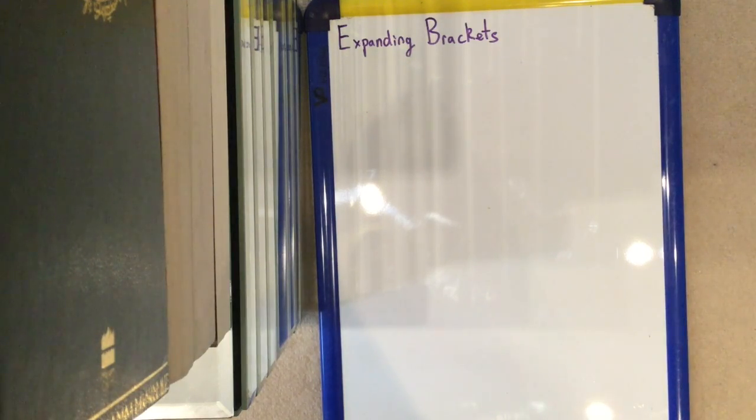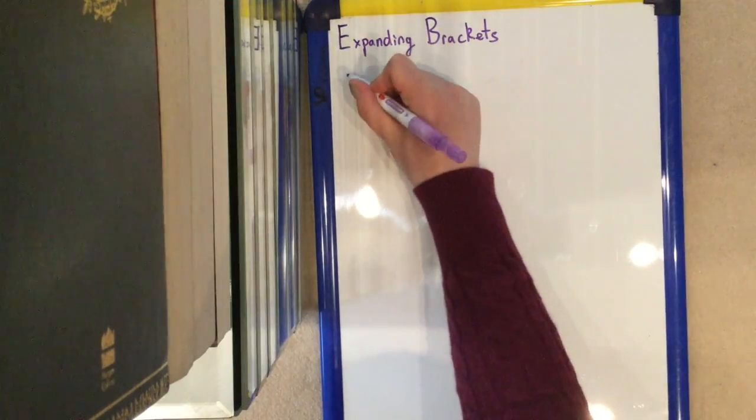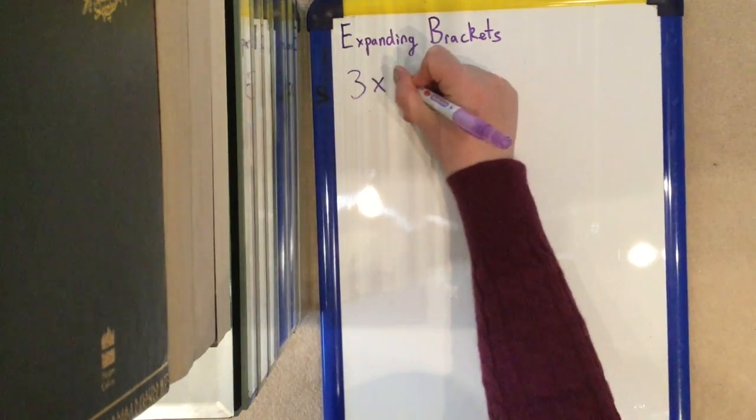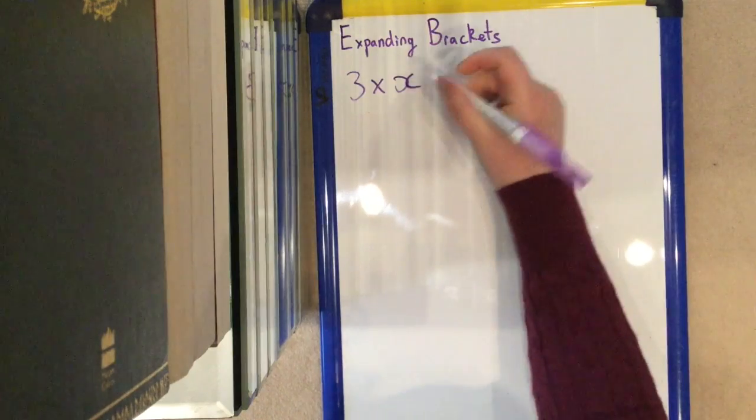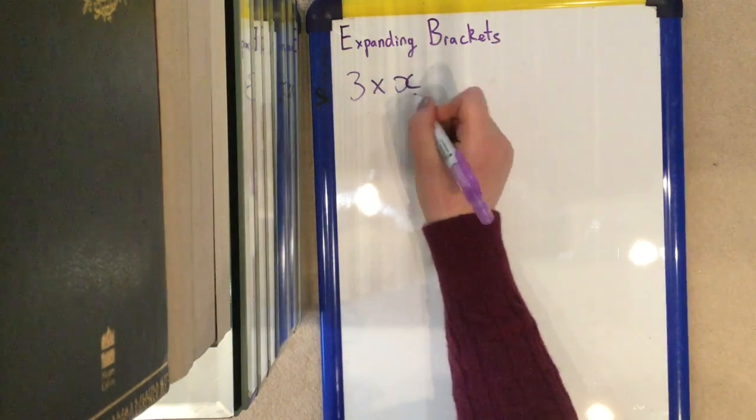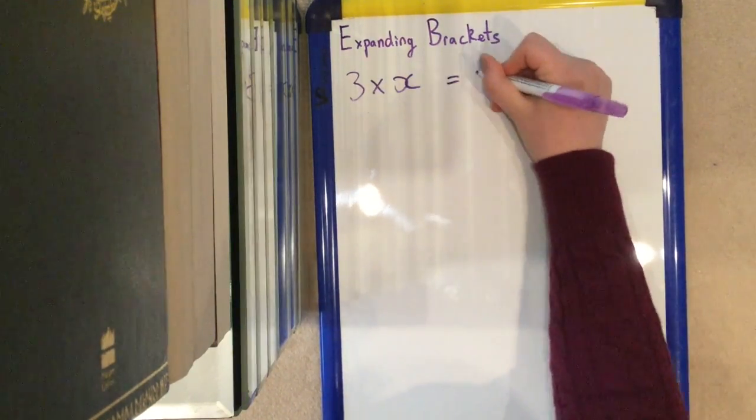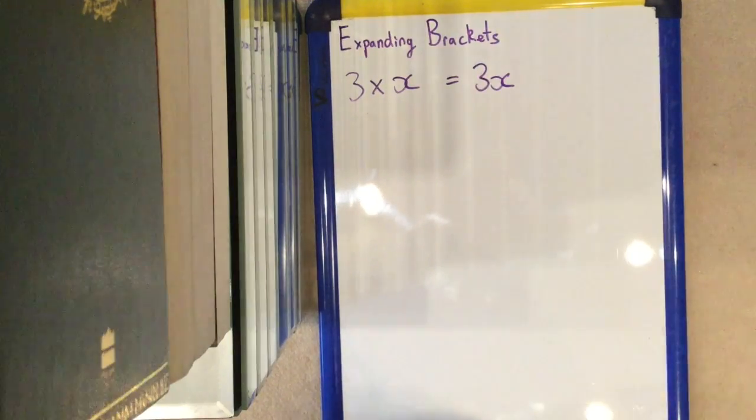So first thing is, what do I mean when I say expanding brackets? In algebra, if we want to say 3 multiplied by a variable x, we take out this times because it can sometimes get a little confusing. So we make that equal to 3x.